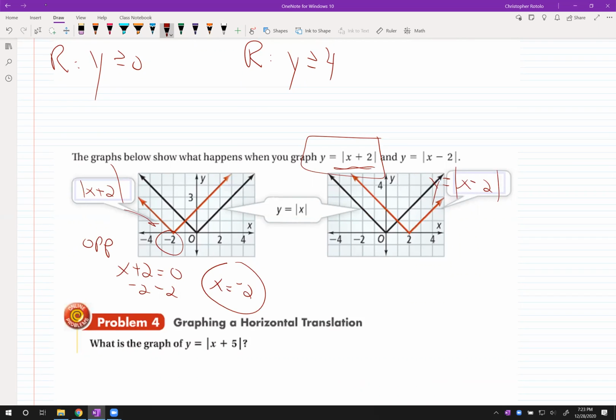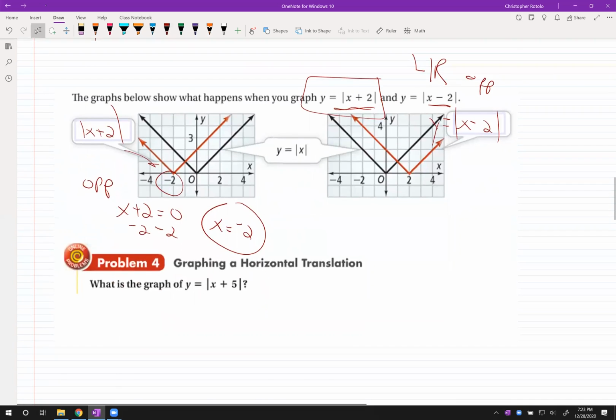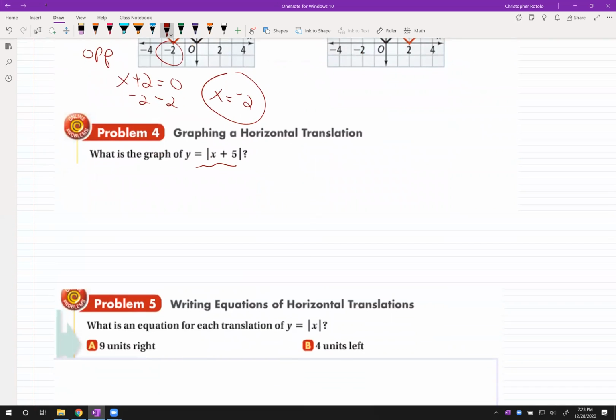What would happen if you solved it? You'd get +2. So what you're going to think about all the time is if I'm looking at something inside the absolute value, it's left and right, and it's always going to be opposite of what you see. So if we look at this one, it says x plus 5. So if it says plus 5, I'm thinking 1, 2, 3, 4, 5, -5. There's nothing added on after it, right? It's plus 0, so it doesn't move up or down, but it is positive, so it's going to open up.